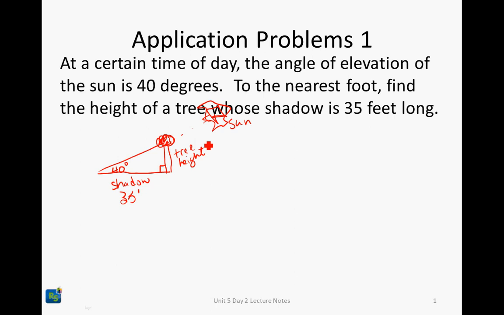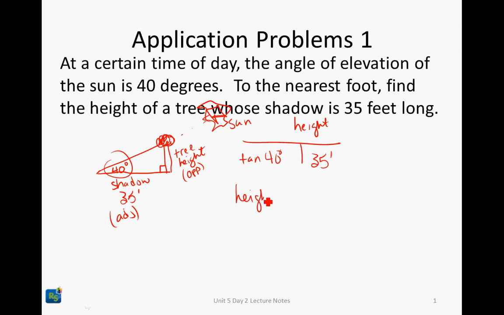So with my given angle of 40 degrees, I have the opposite side and I have the adjacent side, again referencing this 40-degree angle. So tangent of 40 degrees is equal to the opposite side, which is the height of the tree, divided by the adjacent side, which is 35 feet. So tangent of 40 times 35 feet will give me the height of the tree, which is 29.37 feet.